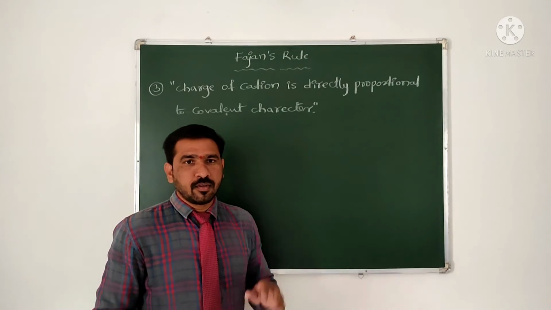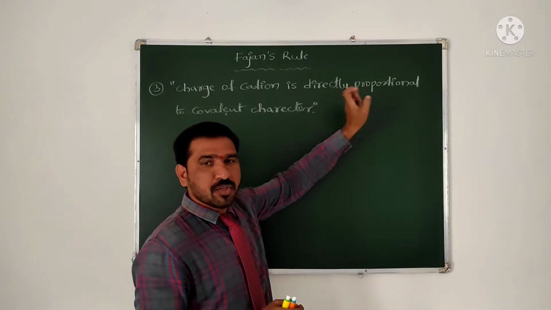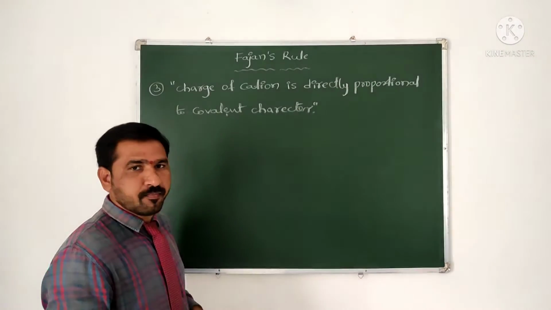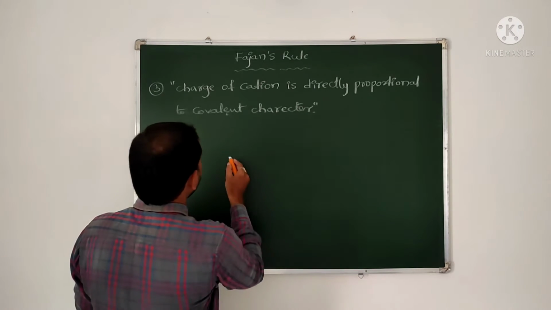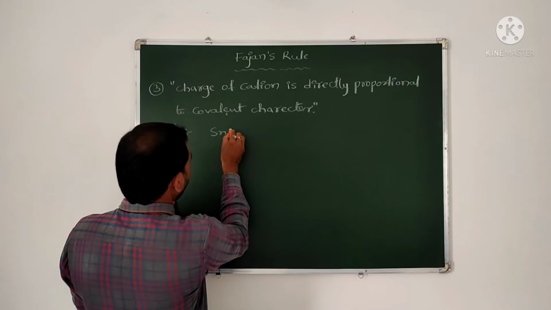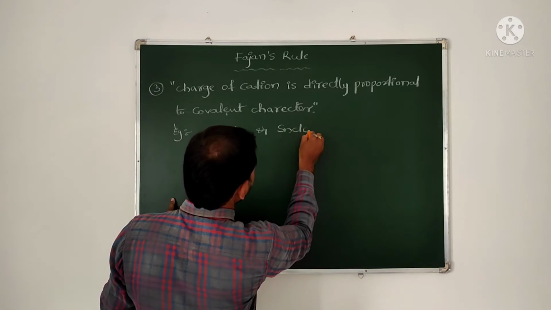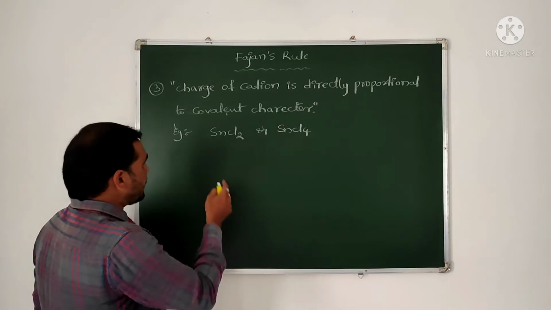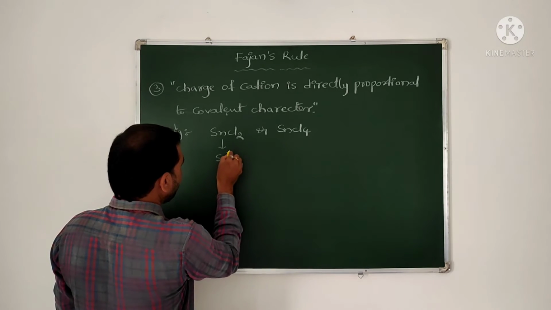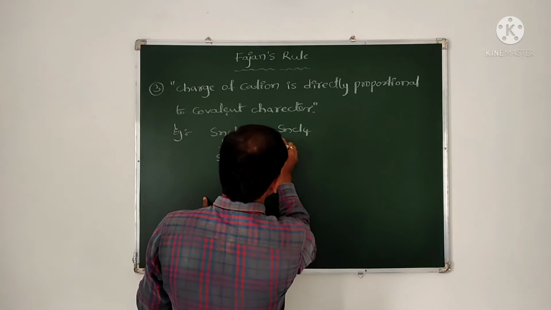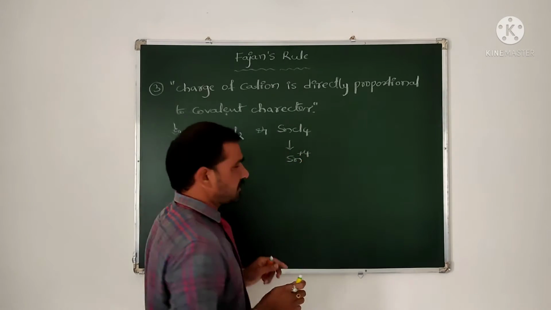Now coming to the third rule: charge of cation is directly proportional to covalent character. If you see one example, SnCl2 and SnCl4. In SnCl2, stannum is in +2 oxidation state. In SnCl4, Sn is in +4 oxidation state.